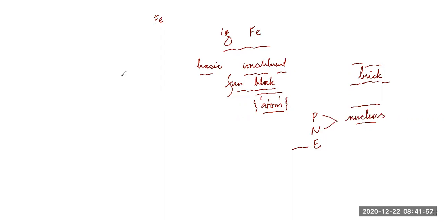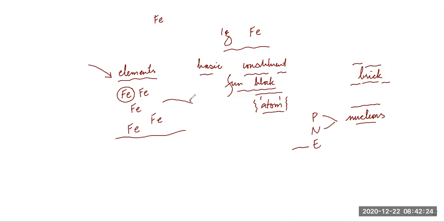Students, interestingly, in an element you will find the atoms of only iron, nothing else. This is the main difference between elements and compounds. You will find only iron, Fe, Fe, Fe atoms, nothing else. You will not find even a single atom of any other element. Only a single element. This is an element.